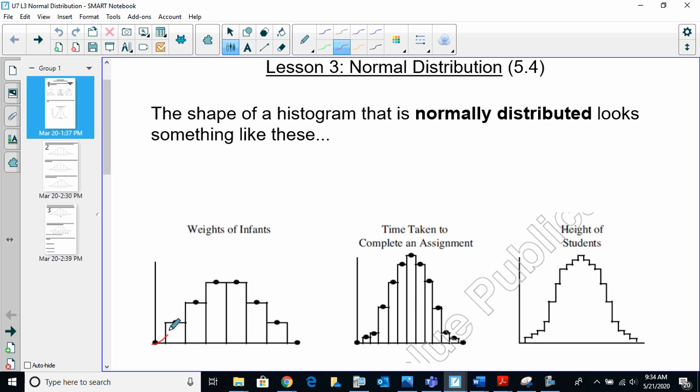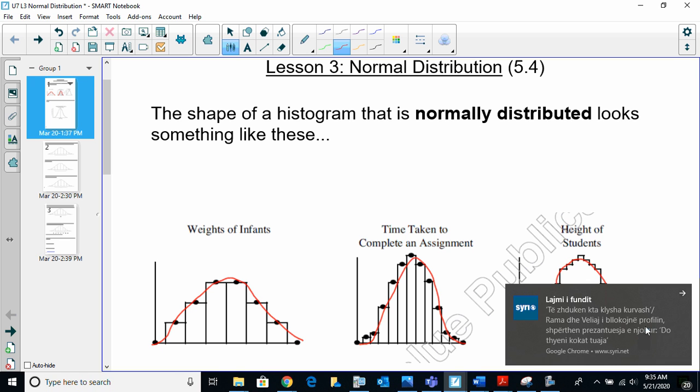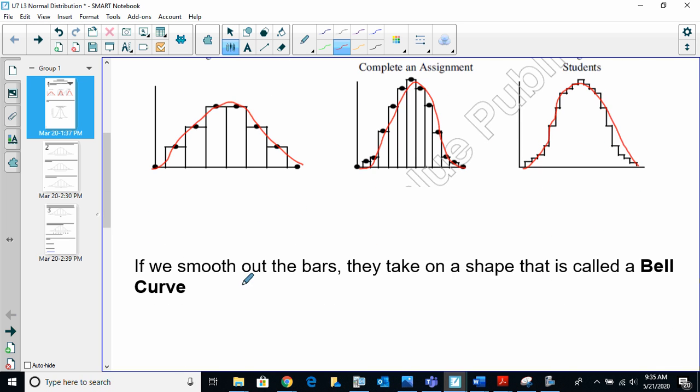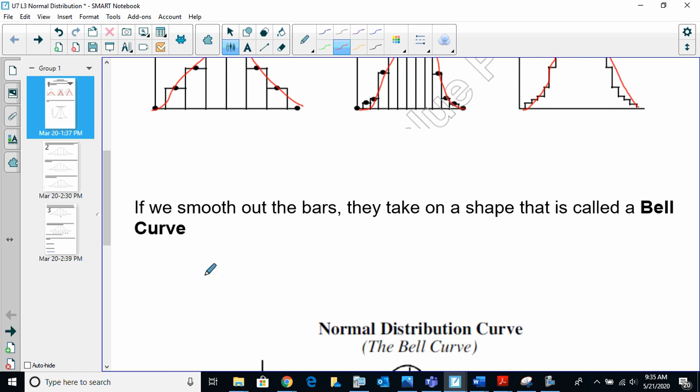So if you look at these, you will notice that those curves, even though they are of different heights or widths, still have the same kind of form. This one is known as the normal distribution or bell curve.